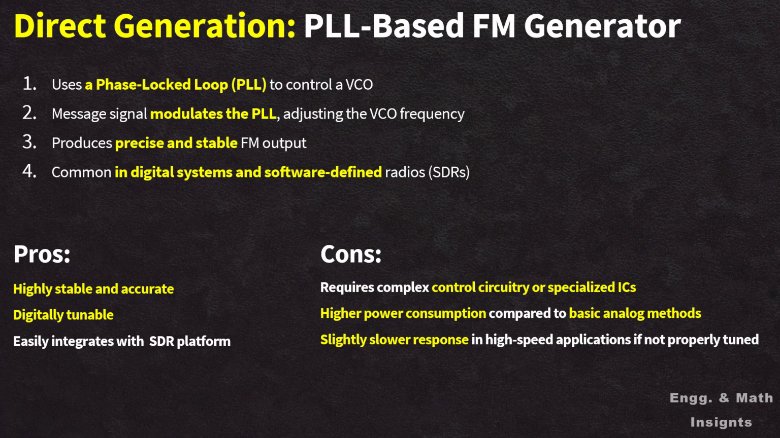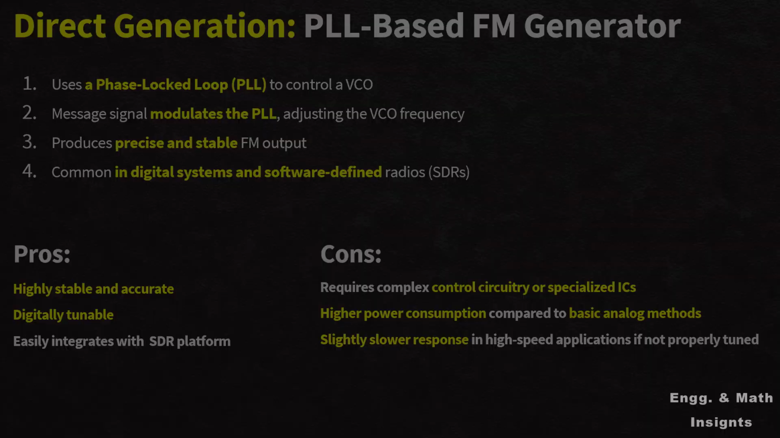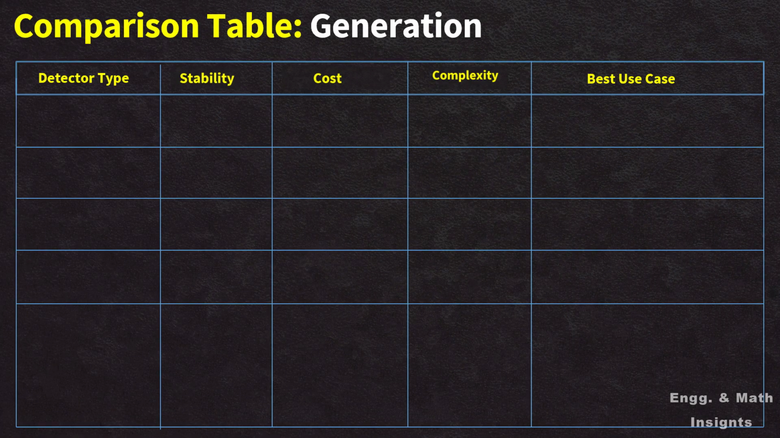Now that we have explored the methods of generating FM signals, let's compare them side by side. This will help you decide which method fits your application, whether for learning, prototyping, or professional use. Let's begin with the generation techniques. First method is the Armstrong or indirect method.